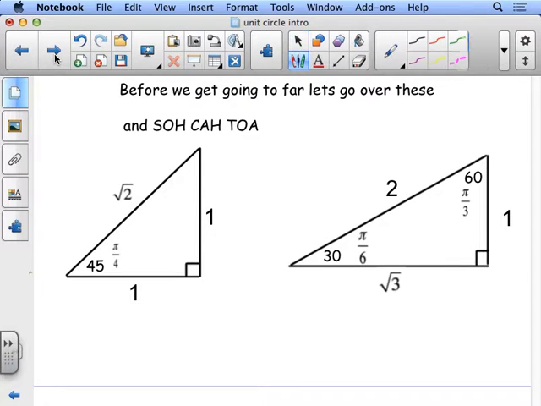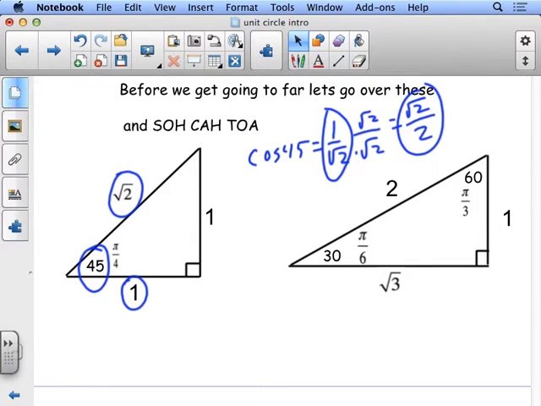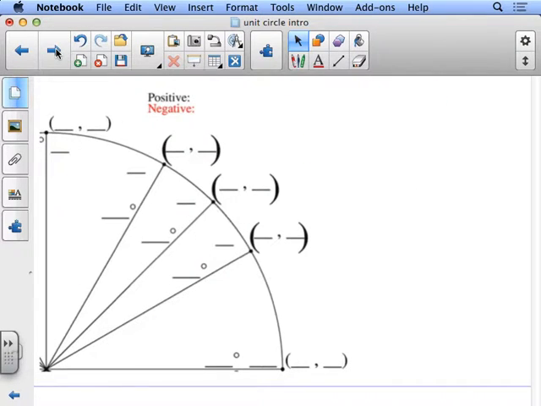Just as a review, if I said I wanted to find the cosine of 45 degrees, well, cosine of 45 is adjacent over hypotenuse. In other words, 1 over square root of 2, which could also be rewritten as square root of 2 over 2. These are equivalent. Just as a quick reminder, those things are going to come into play. SOHCAHTOA. So let's get started.